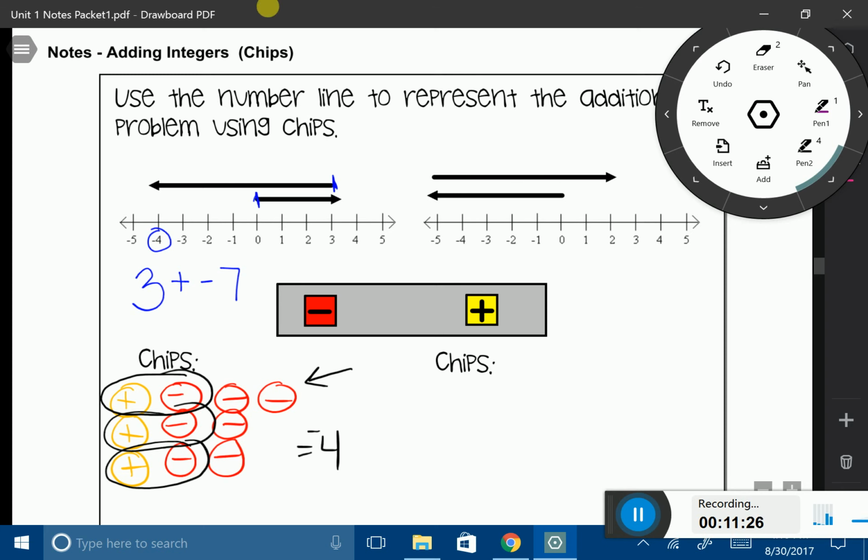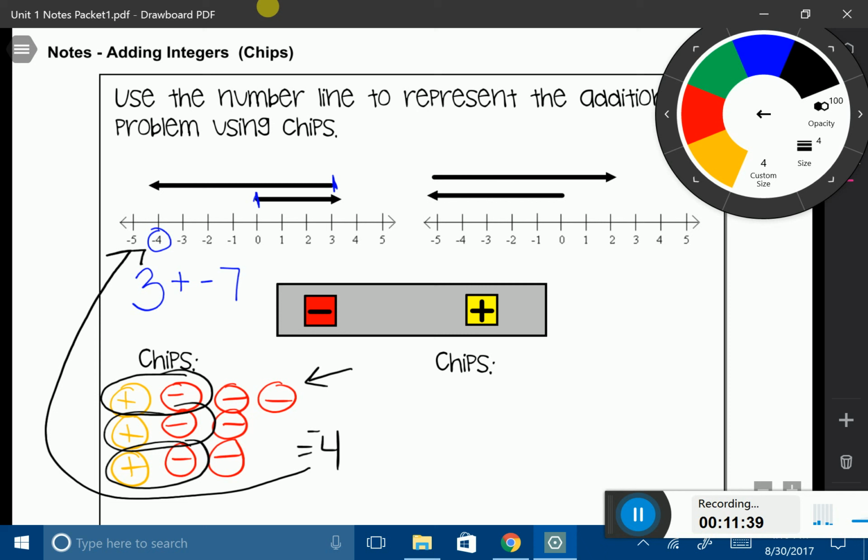Well, isn't that the same number as where we landed on our number line? These two numbers are identical because it's the exact same problem, just represented using a number line and represented using chips. All right, let's try another one of those.